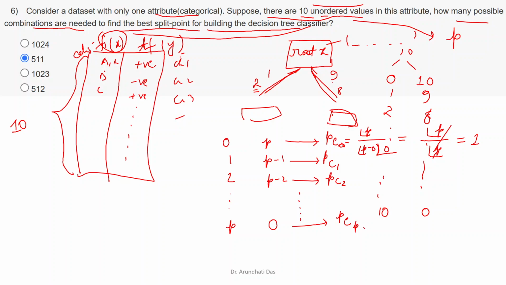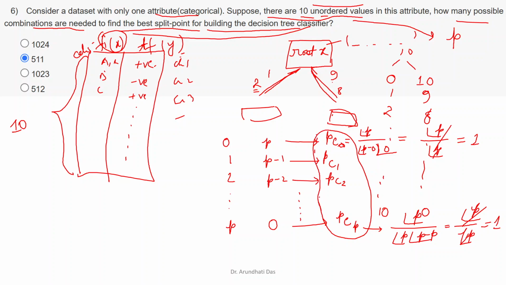And this last one, PCP, is also factorial P divided by factorial P minus P, which is finally equal to factorial P by factorial P, which cancels out to 1. The first and the last value will give me 1, right? So from this, finally, what I got, how many combinations will be there? These are the possible combinations, right? These are the possible PC1.